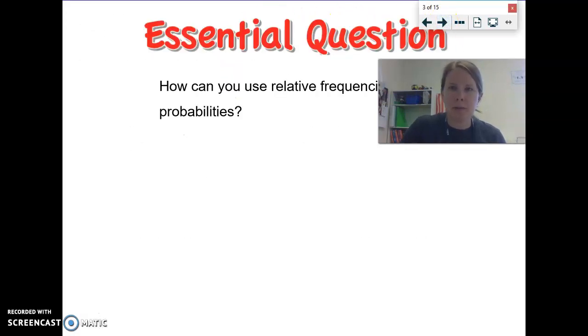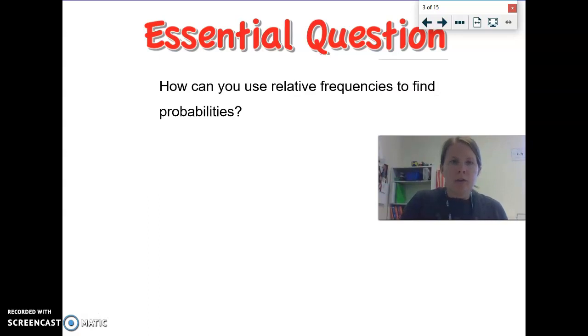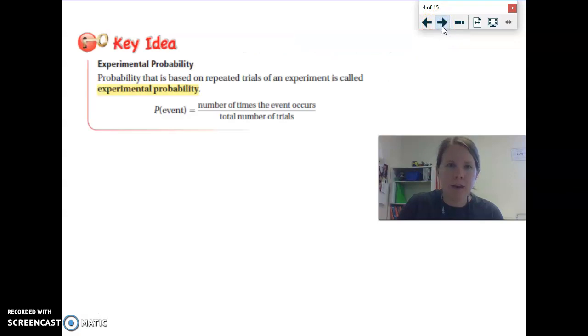Skipping warm-up, I'm on with me. So how can you use relative frequencies to find probabilities? Well, first, before that, we got to understand what relative frequencies are. So we're going to first talk about your experimental probabilities.